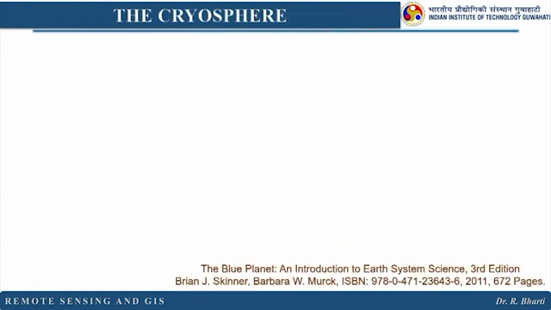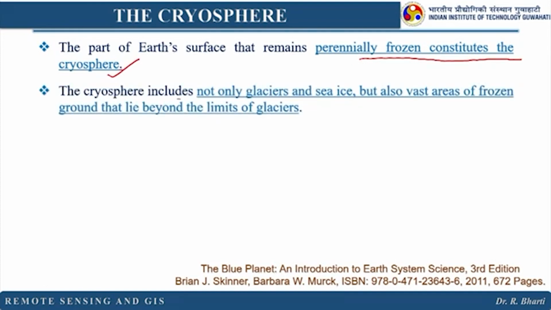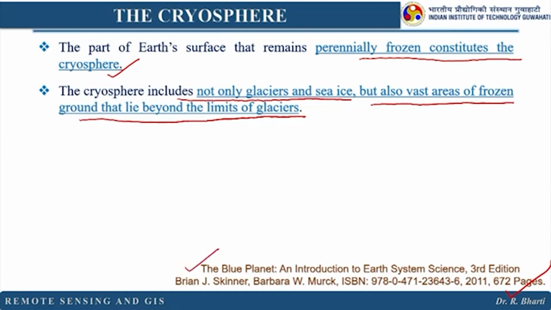Let us understand this cryosphere in a little bit more detail. The part of Earth's surface that remains perennially frozen constitutes the cryosphere, right? The cryosphere includes not only glacier and sea ice but also vast areas of frozen ground that lie beyond the limits of glaciers. This is taken from a very standard book in this area, The Blue Planet, an Introduction to Earth System Science. Here you can get all the different types of systems which are involved in our Earth, so that's why we are talking about the Earth system.